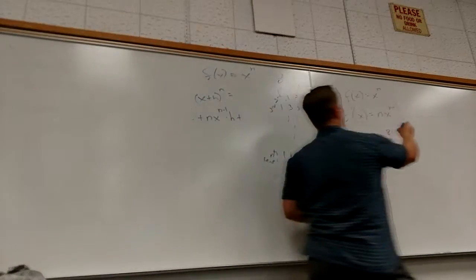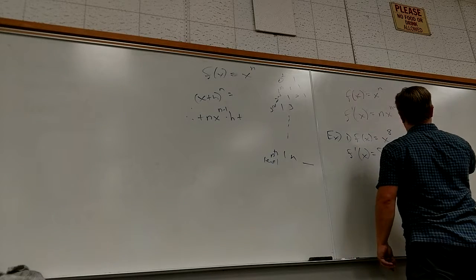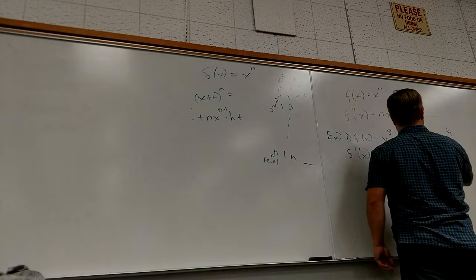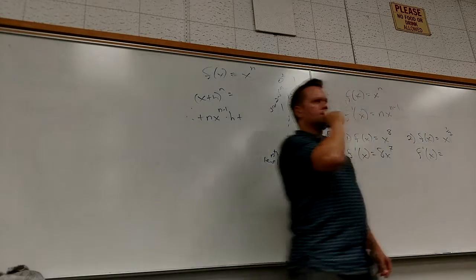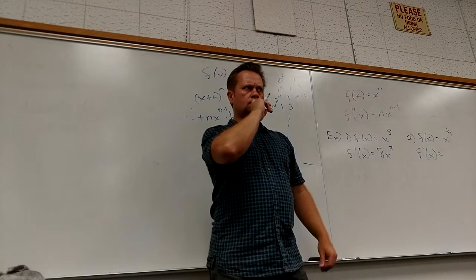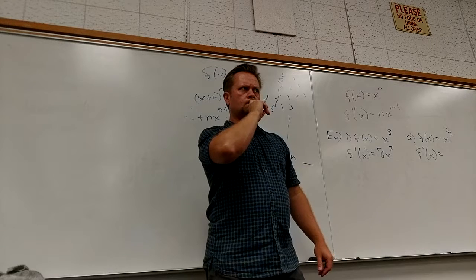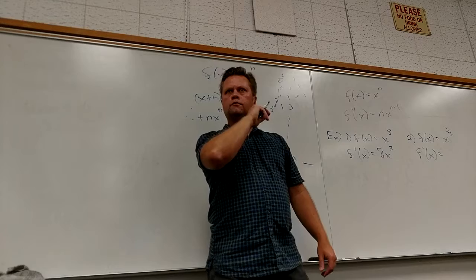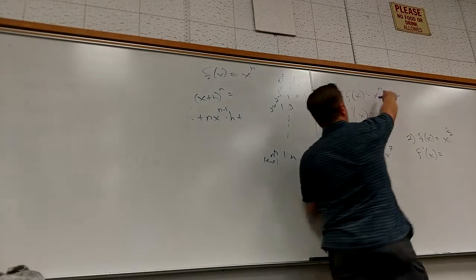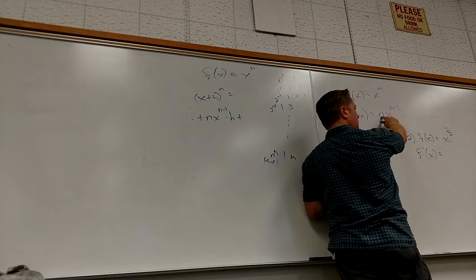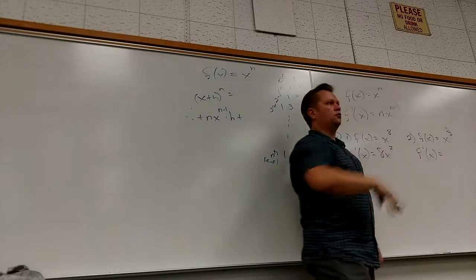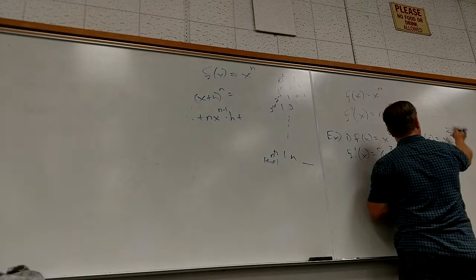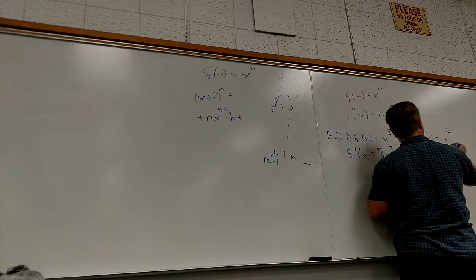So, if I had this, what would the derivative be? Well, what's the rule? The rule says take the power down and then subtract 1 from the power, right? So what's going to be in front? 1/7.